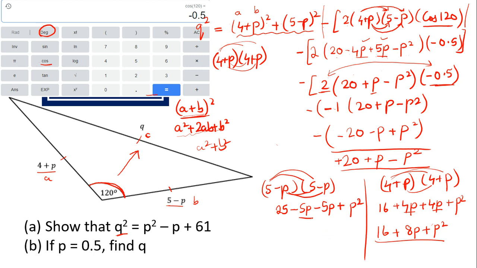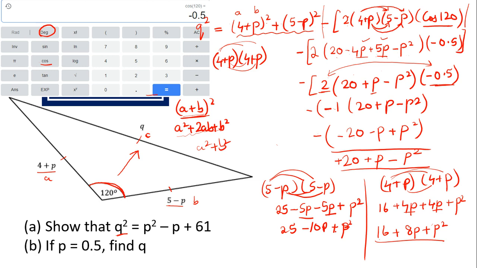Now, again, I have two like terms, that is 5p and 5p. So I'm going to do 25, and minus 5 and minus 5 gives me minus 10. So 25 minus 10p plus p squared.